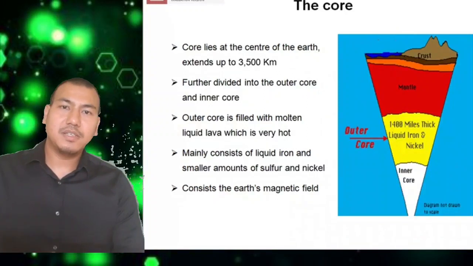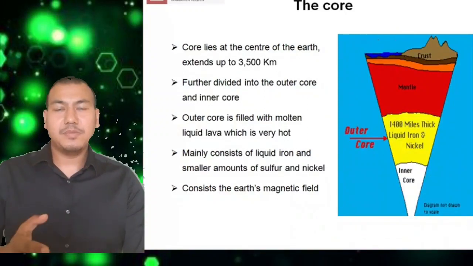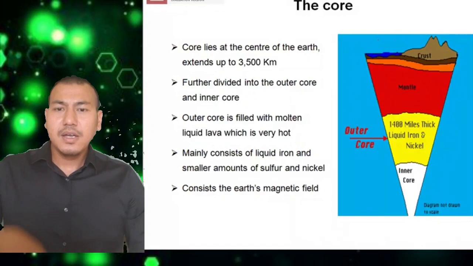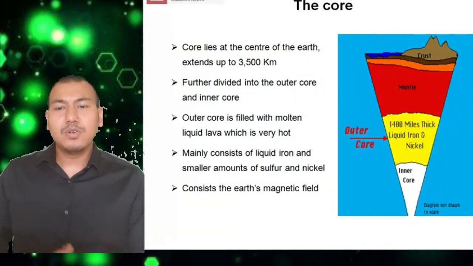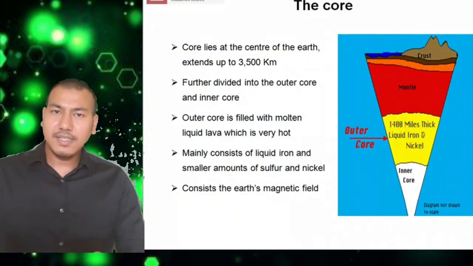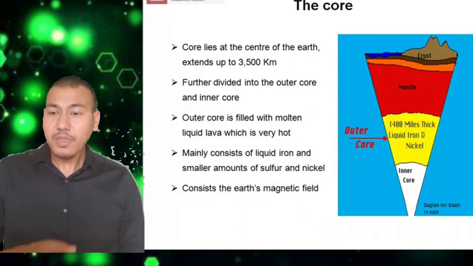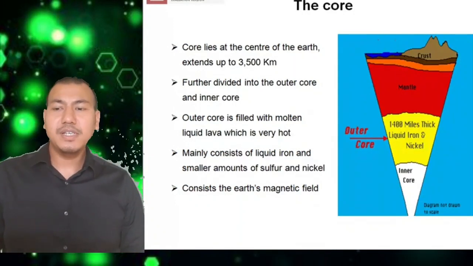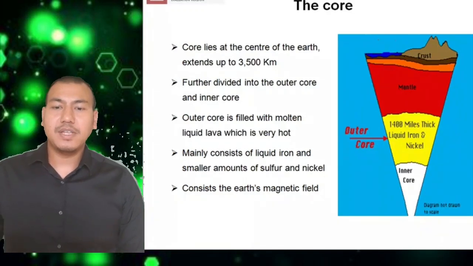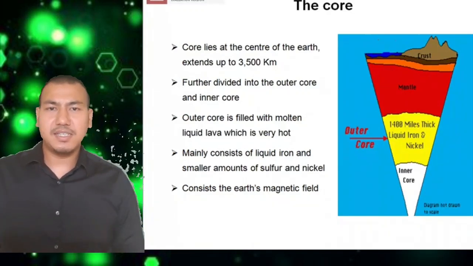The core is also divided into two parts. The outer part we call the outer core, and the innermost part we call the inner core. So what are the things that are found in this area? The outer core is filled with molten liquid lava which is very hot. So that means the outer core is in a liquid state.